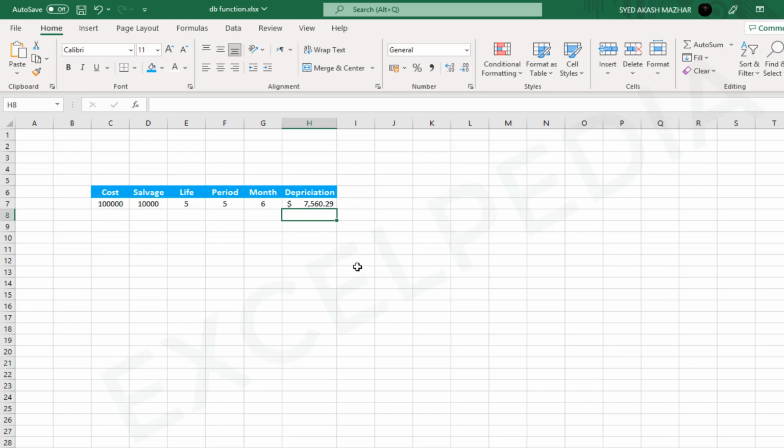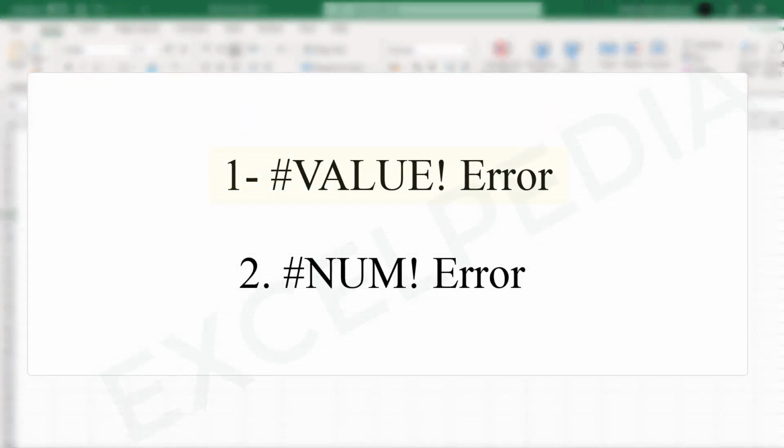Things to keep in mind when using the DB function. 1. #VALUE! error occurs when the specified inputs are non-numeric. 2. #NUM! error occurs when the specified cost or salvage parameter is less than 0. The error also occurs when the specified life or period argument is equal to or less than 0, or when the month argument is less than or equal to 0, or more than 12.